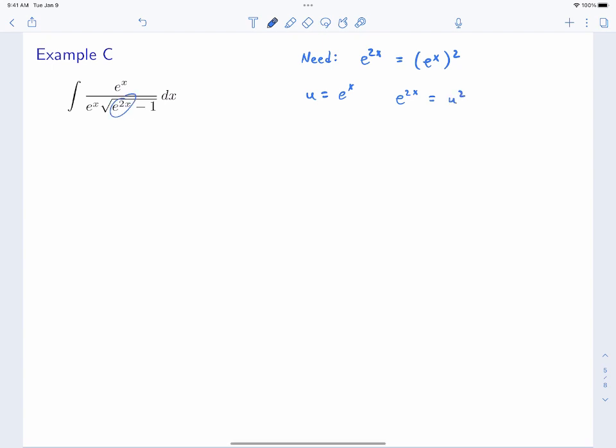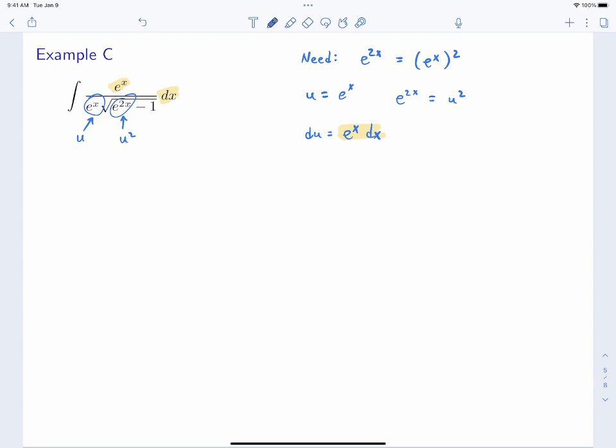So this term right here is going to be u squared. And this e to the x is going to be u. Okay, well, what about this other e to the x? Well, this actually comes into play with the du. So if u is equal to e to the x, then du is equal to e to the x dx. So this e to the x in the numerator, we're going to group that together. So we're going to take this e to the x and group it up with that dx, and that's going to give us our du.